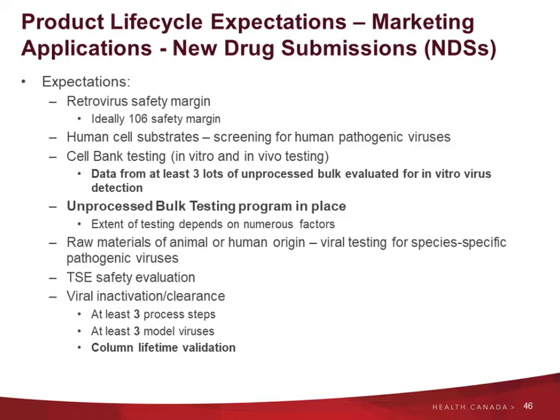So for cell bank testing, data from at least 3 lots of unprocessed bulk evaluated for in vitro virus detection. There should be an unprocessed bulk testing program in place. And then for viral inactivation and clearance, at least three process steps, at least three model viruses, and column lifetime validation.